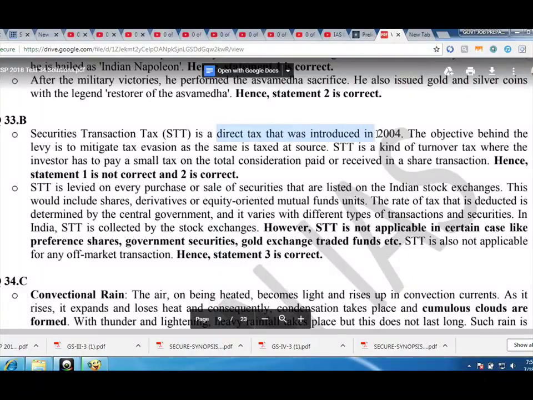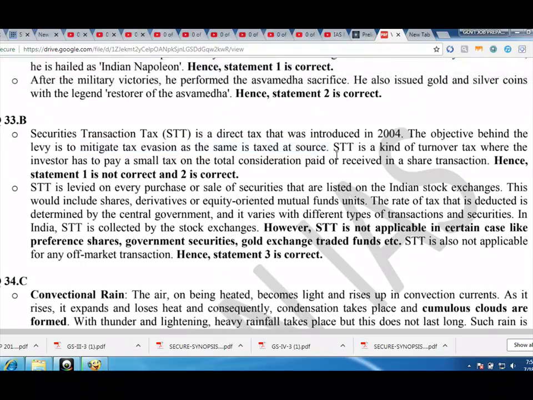Indirect tax that was introduced in 2004. The objective behind the levy is to mitigate tax evasion as the same is taxed at source. STT is a kind of turnover tax where the investor has to pay a small tax on the total consideration paid or received in a share transaction. Hence, Statement 1 is not correct and 2 is correct.